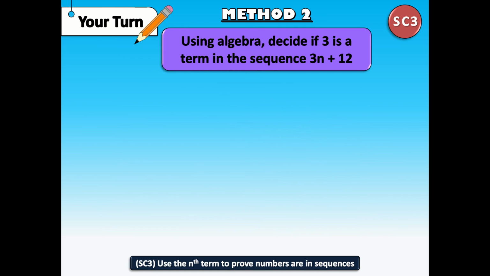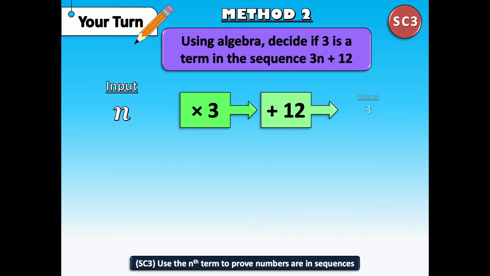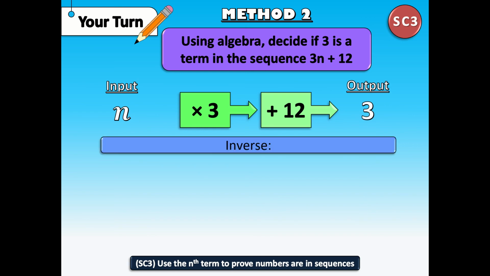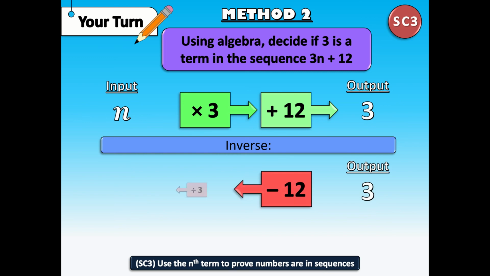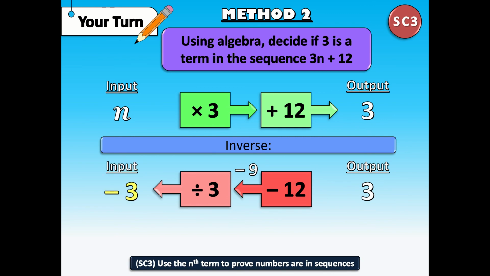Using the second method, we write it as a function machine. So we're timesing n by 3, then adding 12, and we get 3. So we work backwards doing the opposite. 3 take away 12 is minus 9, and minus 9 divided by 3 is minus 3. So because n is a minus number, 3 cannot be in the sequence 3n plus 12.